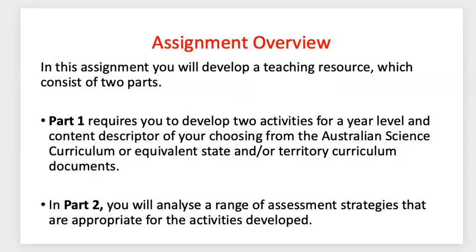So our assignment overview. In this assignment, you need to develop a teaching resource which consists of 2 parts. Part 1 requires you to develop 2 activities for a specific year level and content descriptor of your choosing from the Australian Science Curriculum or the equivalent state and territory curriculum documents. In Part 2, you analyse a range of assessment strategies that are appropriate for the activities you've developed.